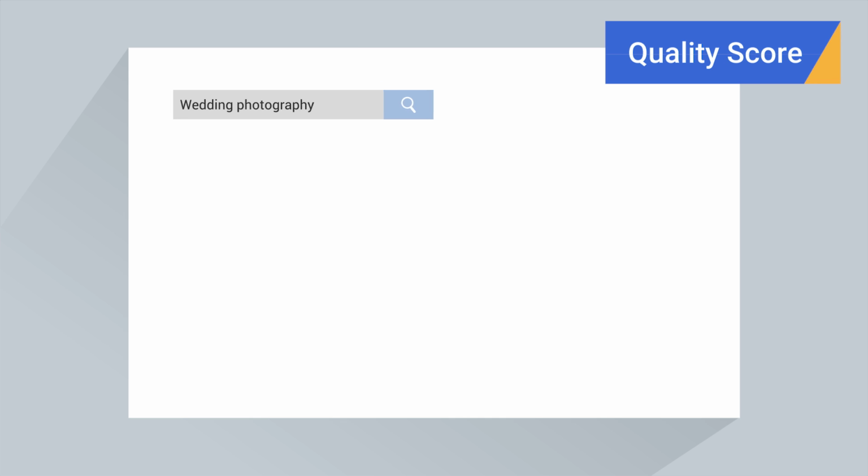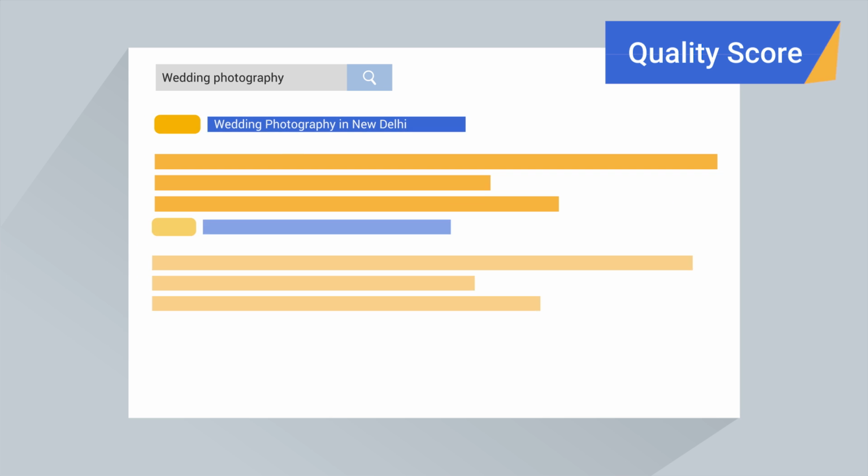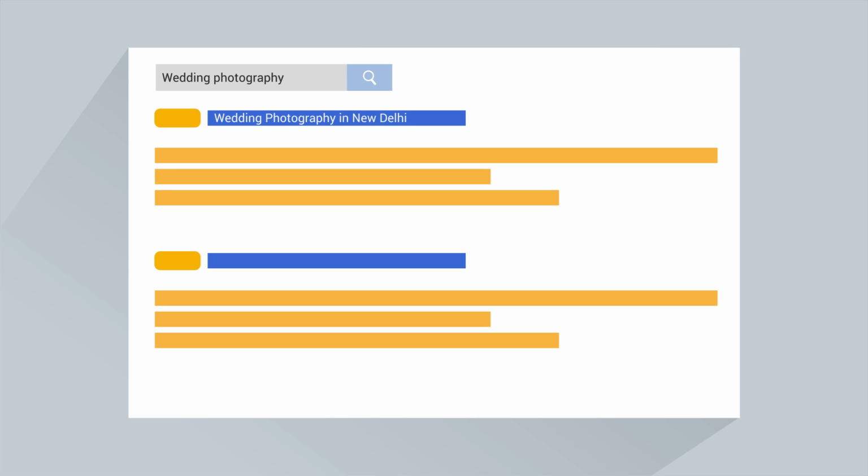But as I said earlier, there's more to the auction than just the bids. The other big factor is relevance. This is a measure, normally rated from 1 to 10, of how closely your ad relates to what a person searched for. Search engines such as Google and Bing refer to this as your quality score. For example, if someone searches for wedding photography and your ad's headline is Wedding Photography in New Delhi, the search engine probably considers your ad highly relevant. That means you would likely get a high quality score.